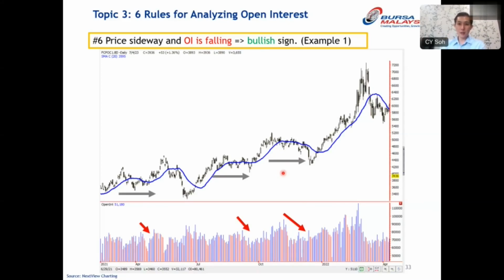Of course, when you apply these 6 rules to analyze open interest, you still need to make sure that your trading strategies have proper risk management, because there is no fail-proof technical indicator or analysis. There will be times, even if you interpret it correctly, when the price still goes the other way. So of course, you need to be able to manage your risk in futures trading. And for this last example here, it is actually a failed example.